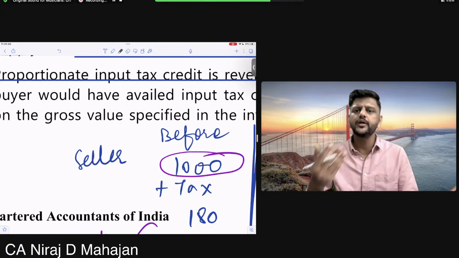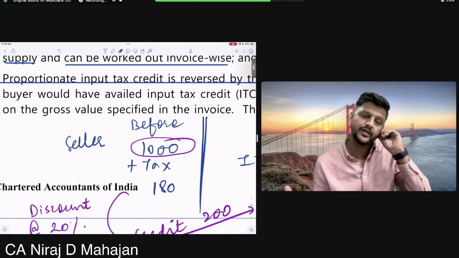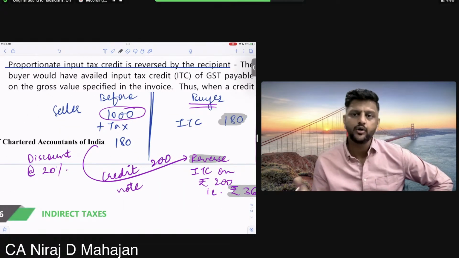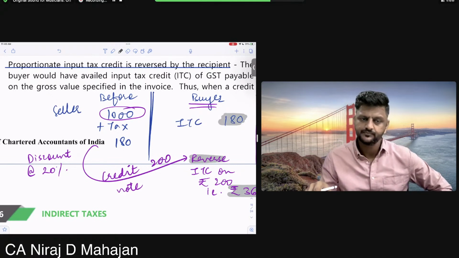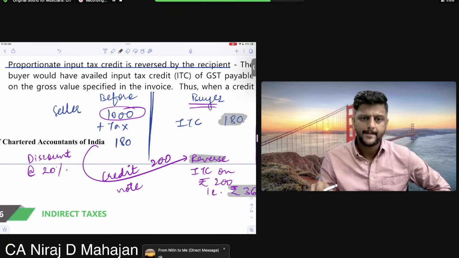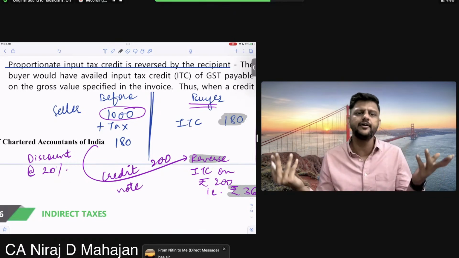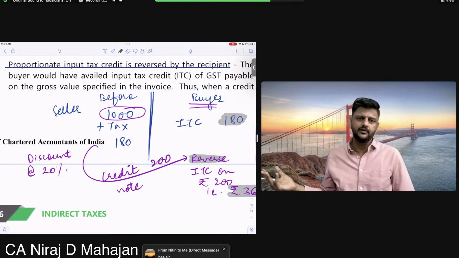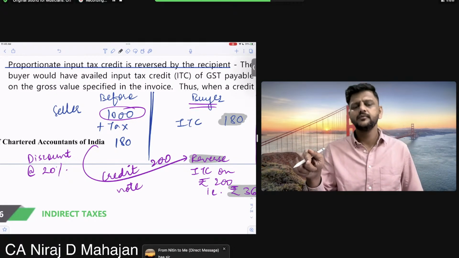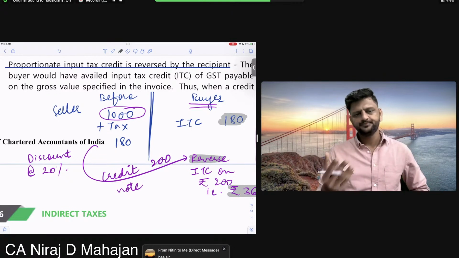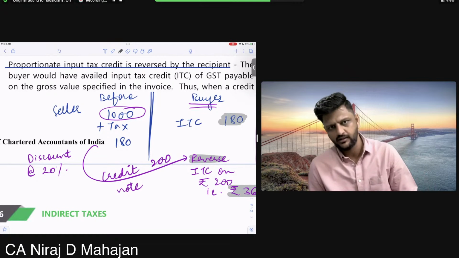Okay. Now how do we give the discount after supply? By issuing a credit note. A credit note reduces your liability. The seller's liability is reduced, right? Yes or no? So here, if it is as good as a refund, a credit note is as good as the opposite of a sale. So even from the buyer's point of view, he'll have to reduce the excess credit which he had claimed.